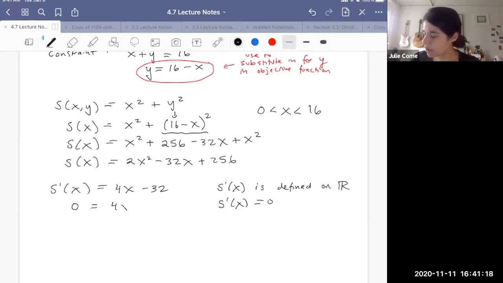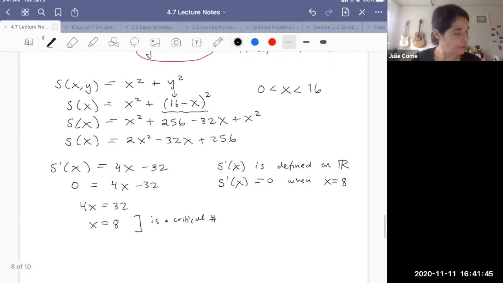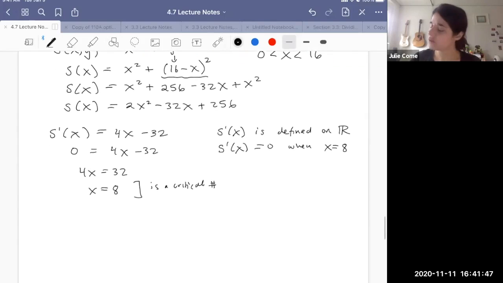Well, it's going to be equal to 0 if 4x is equal to 32, or if x is equal to 8. So s prime of x will equal 0 when x is equal to 8. Now, again, I know 8 is a critical number, but is it a max or a min or just a plateau? Well, again, we could do the first derivative test.